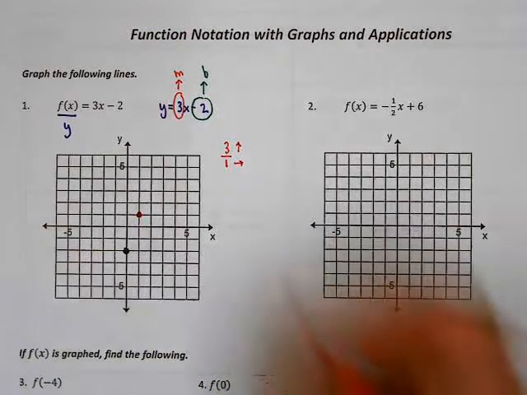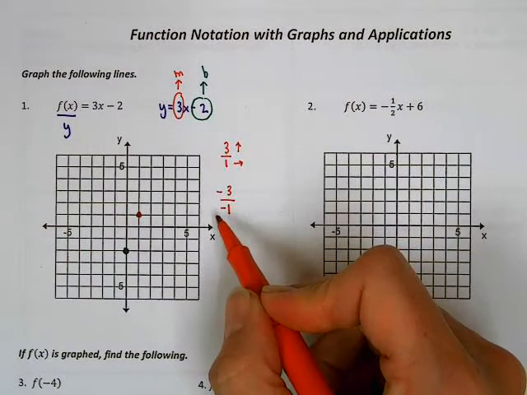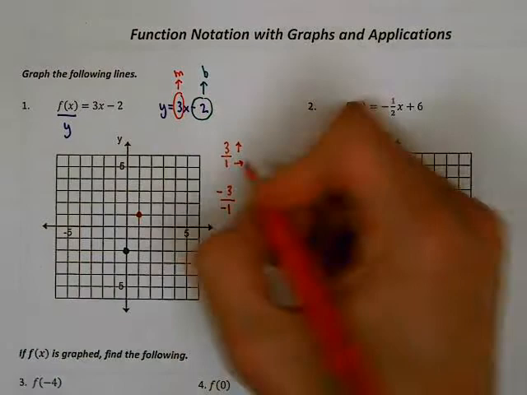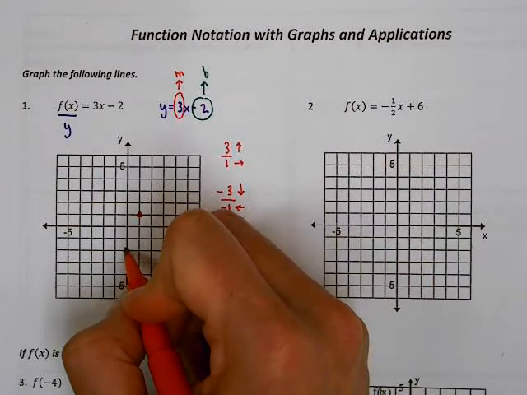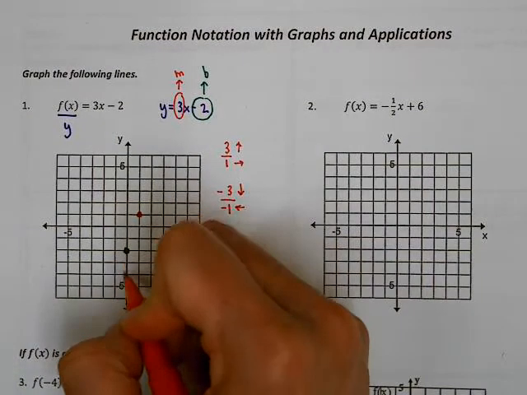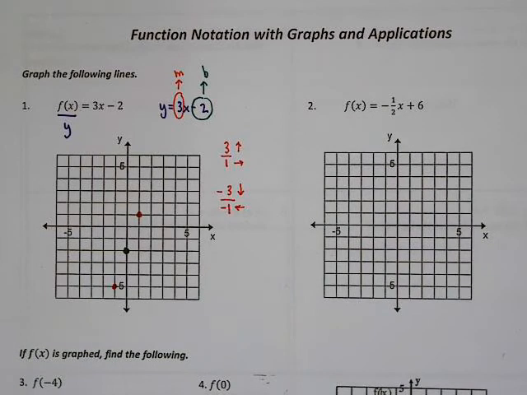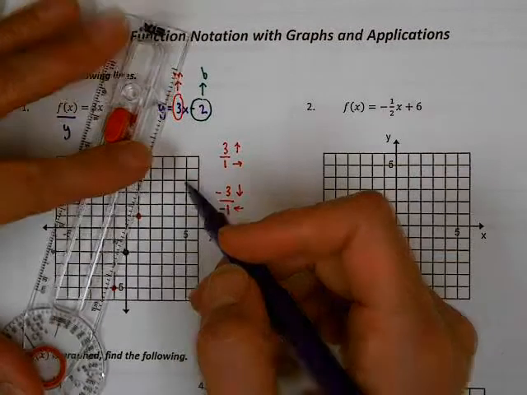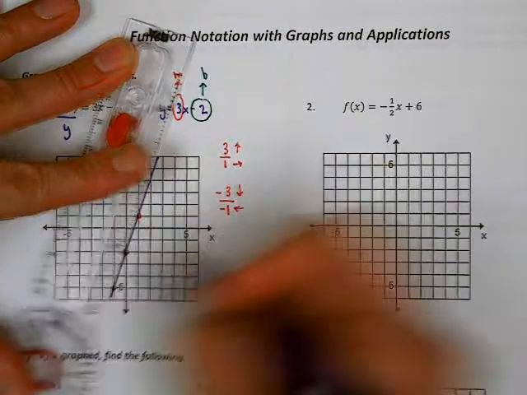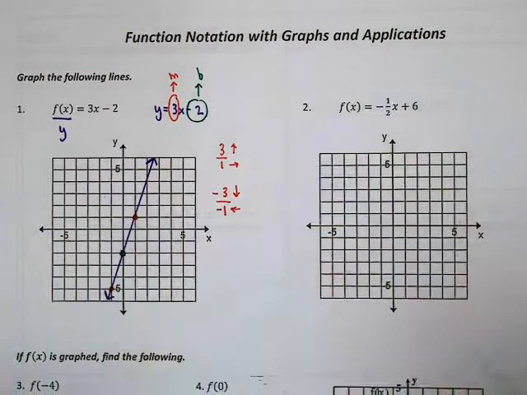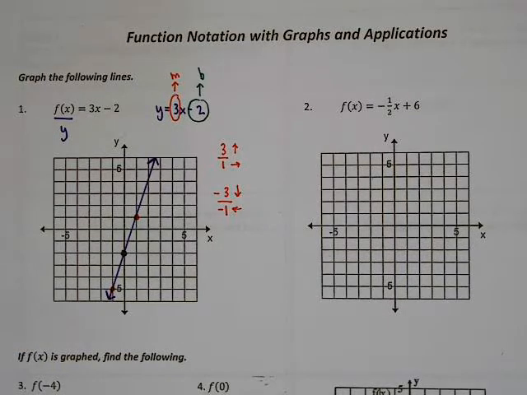Now remember, that's the same as negative 3 over a negative 1, because a negative divided by a negative is a positive. That tells me I could also go down 3 and left 1. So if I start at my y-intercept, go down 3 and left 1, all 3 of those points should be along the same line. So I'm going to use my straight edge now to connect those points. And so the function notation is just that. It's a different notation, but it doesn't change what we do.